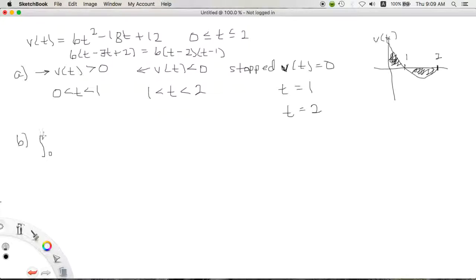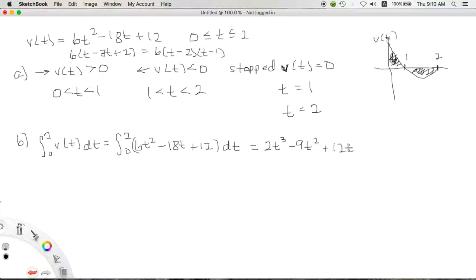So what we need to do is take the integral from 0 to 2 of our velocity function. So our velocity function is 6t squared minus 18t plus 12. And we're going to take that integral with respect to time. So we just integrate this, do the antiderivative, so we have 2t cubed minus 9t squared plus 12t. And remember, since it's a definite integral, we don't have to worry about the plus c because it'll add and subtract off. We're going to evaluate this from 0 to 2, and when you calculate this out, you get 4.